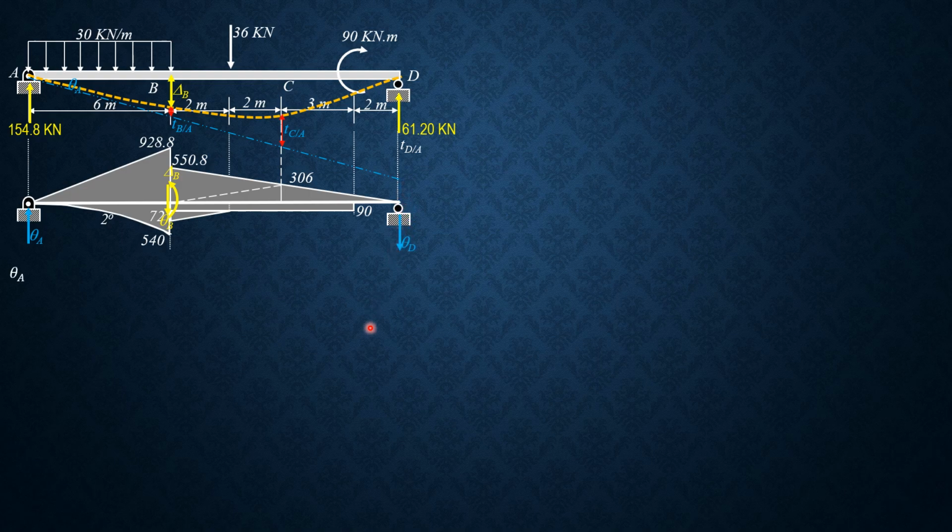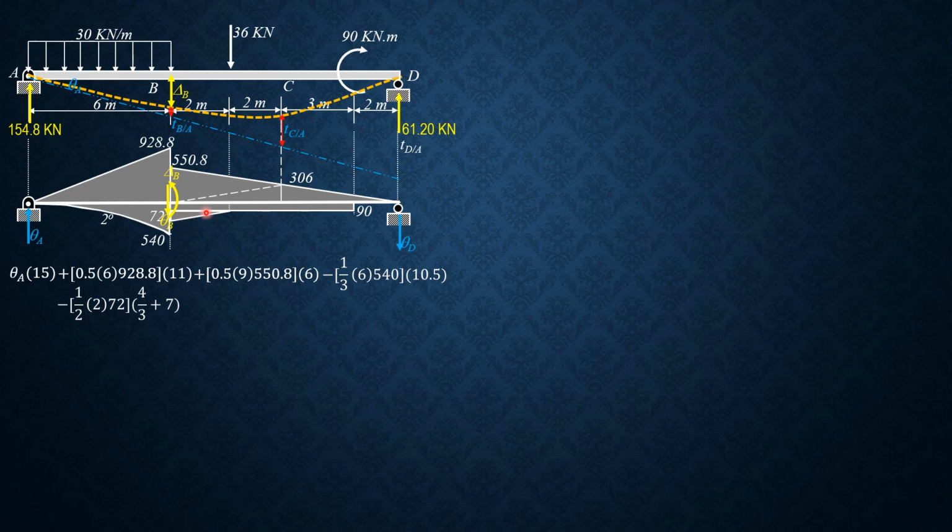Call that theta D. So theta A times 15 plus this area, 0.5 of 6 times 928.8, moment arm 2 plus 9 is 11, plus this big triangle, 0.5 of 9 times 50.8, 2/3 of 9 is 6, minus this spandrel, 1/3 of 6 times 540, moment arm is 1.5 plus 9 is 10.5, minus this triangle, 1/2 of 2 times 72 times 4/3 plus 7. 2/3 of 2 is 4/3, then plus 7. Then minus the area of the rectangle, 7 times 90, 3.5 plus 2, 5.5. So 7 times 90 times 5.5 equals 0.